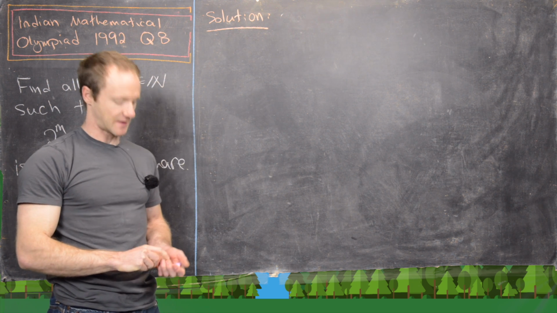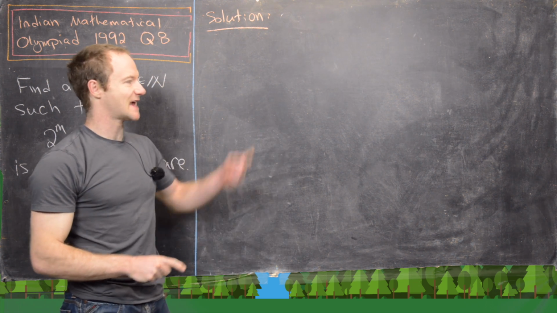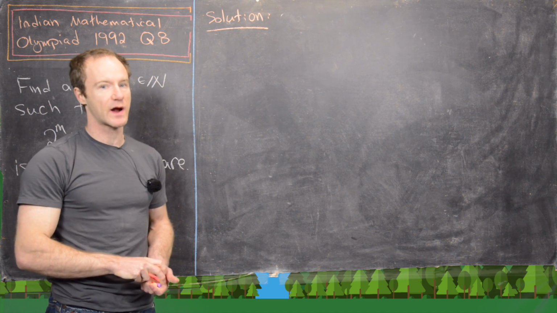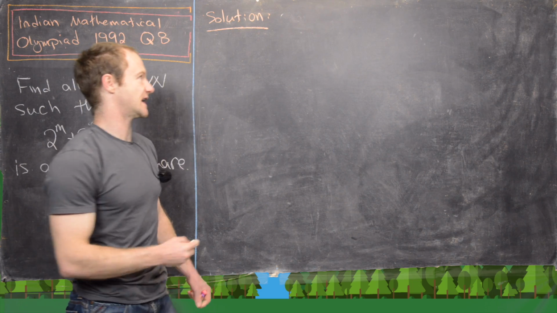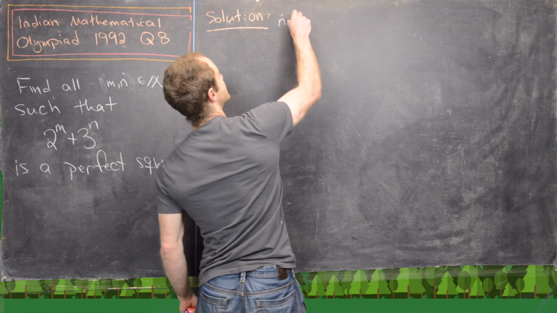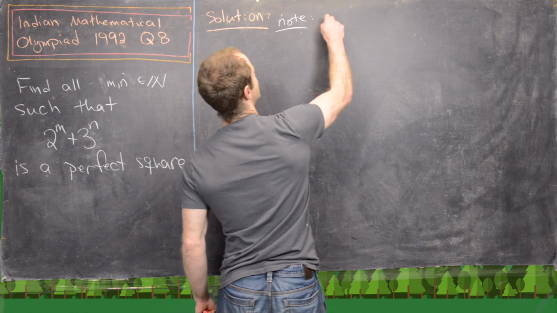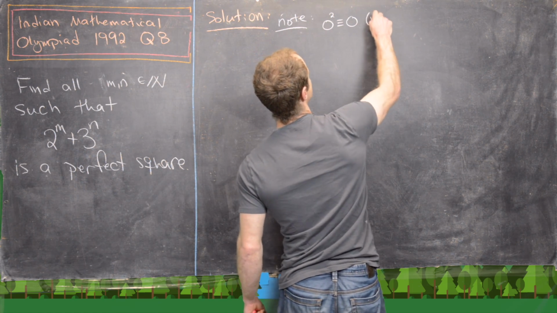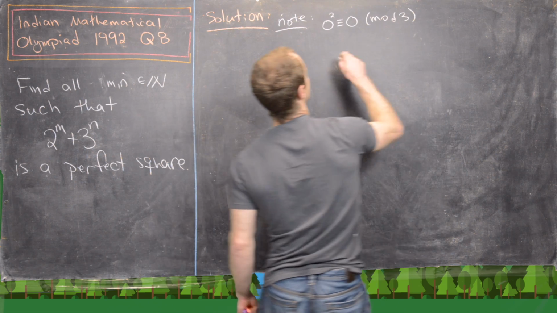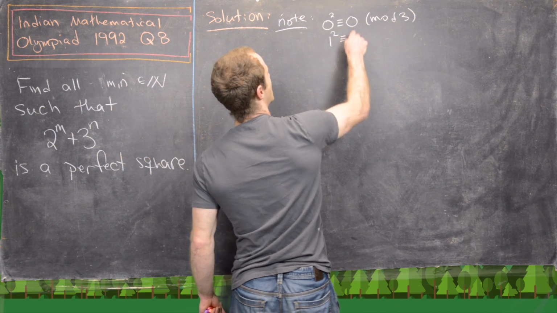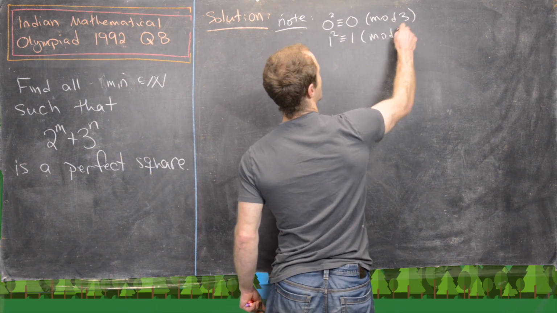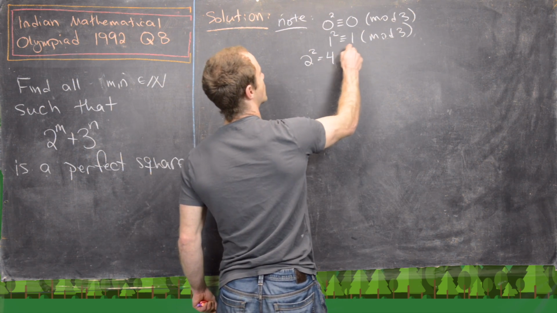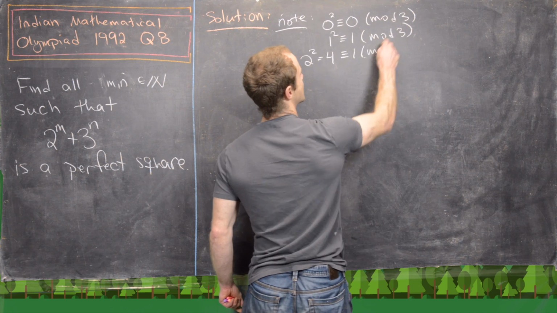Now we're ready to get on with our solution, and we're going to use that second hint first, which is looking at what the possible perfect squares modulo 3 in this case are. So let's notice that we have the following very, very simple calculation. 0 squared is equal to 0, which is congruent to 0 mod 3. 1 squared is equal to 1, which is congruent to 1 mod 3. And then finally, 2 squared is equal to 4, which is congruent to 1 mod 3.